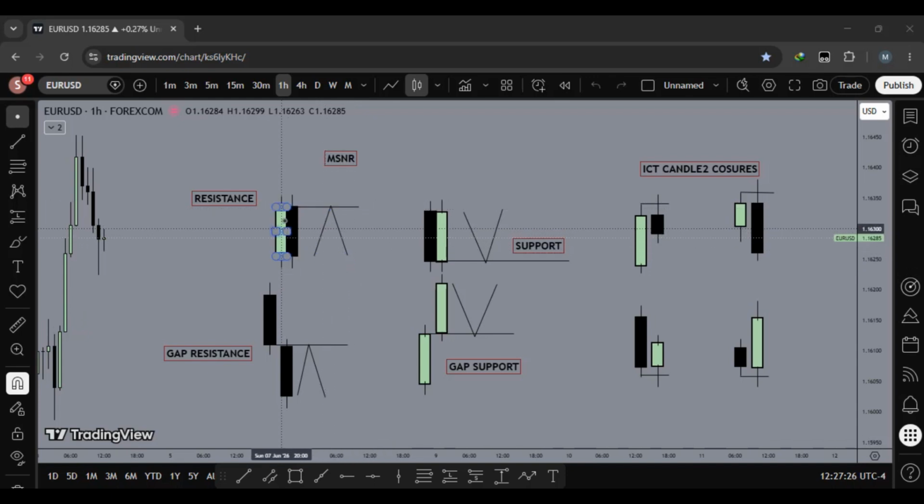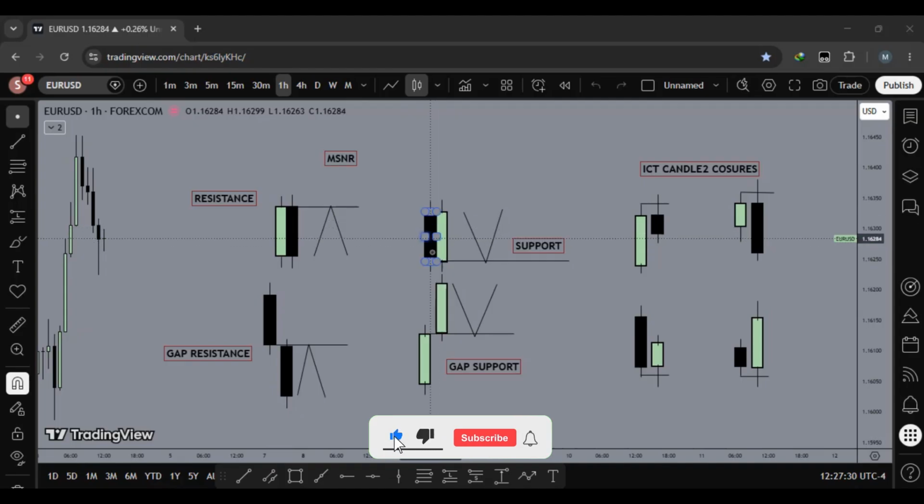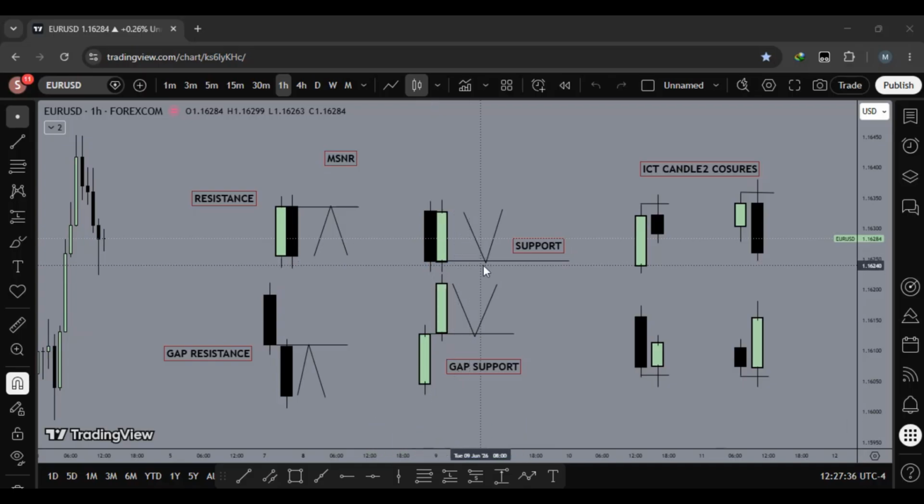Okay, that's for resistance. And then when you see a combination of two candles, one bearish, one bullish, we mark from the closing price of the bearish candle. That will give you a V formation. This is now the basic support, and this is now the basic resistance.